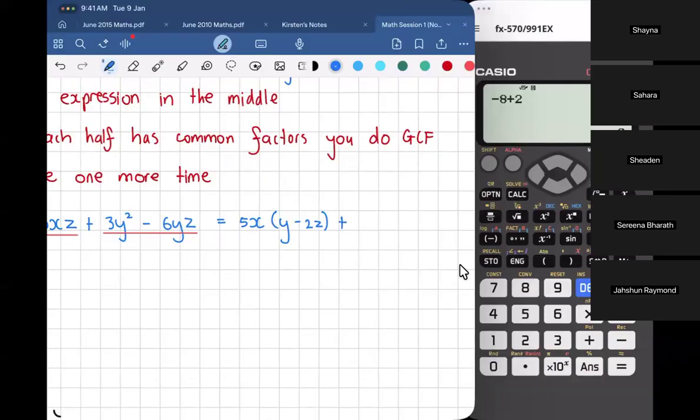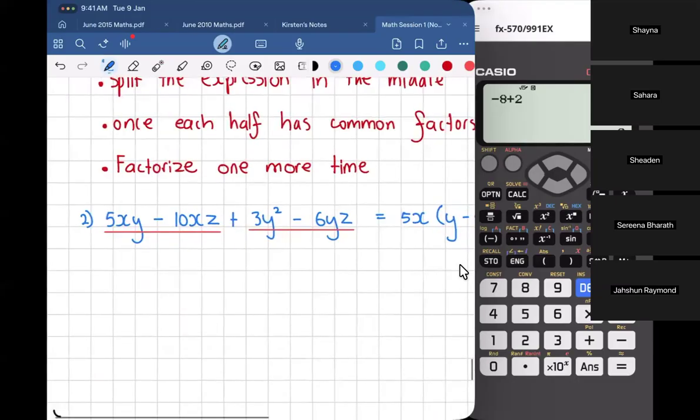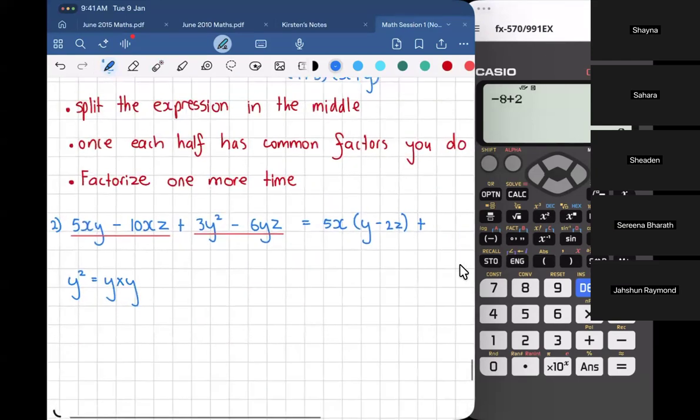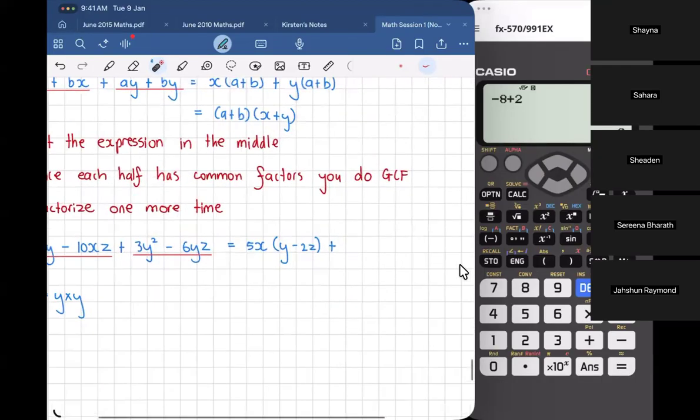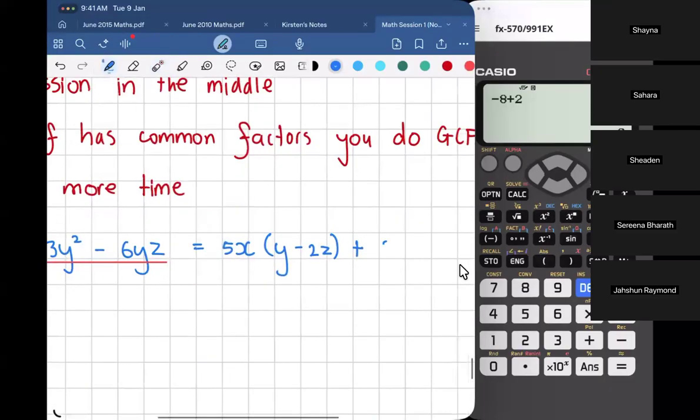Then, Joshua, just remind me, what does y squared mean? If you see y squared, what does y squared mean? Y by y, sir. Great. So both of these terms have what in common for sure? Y, sir. Y and 3 and 6. What's the greatest common factor between 3 and 6? 3, sir. Lovely. So I could pull out 3y naturally.